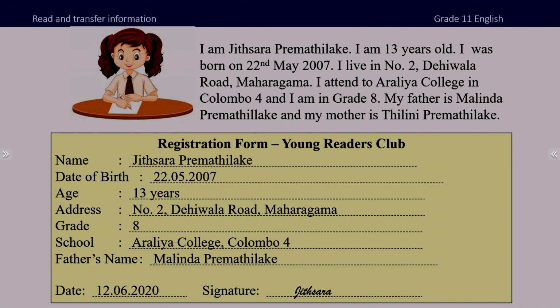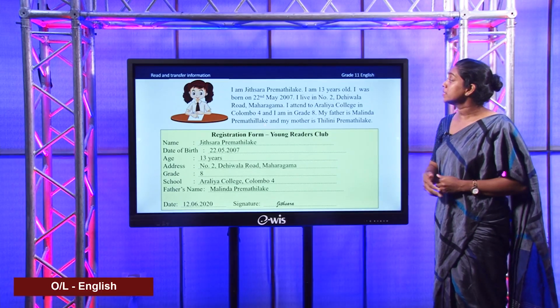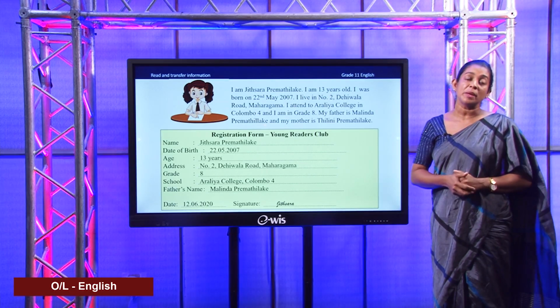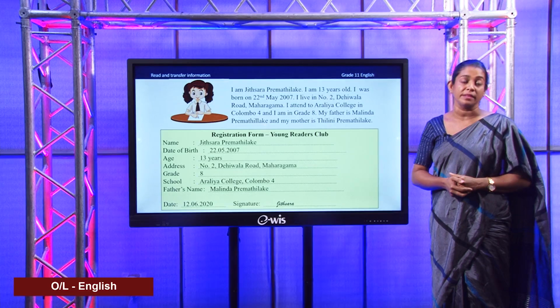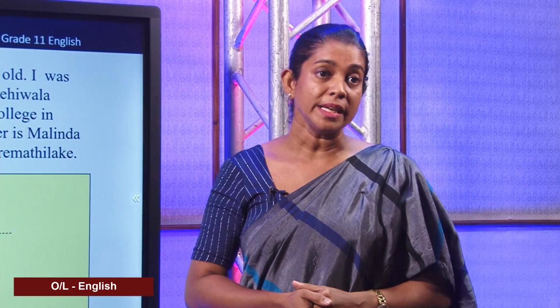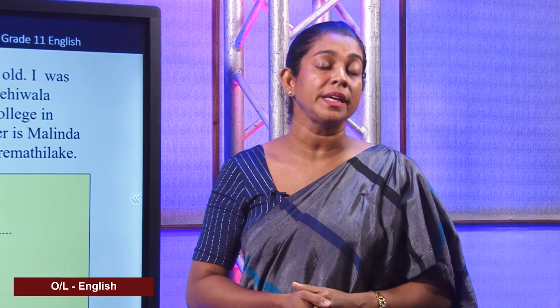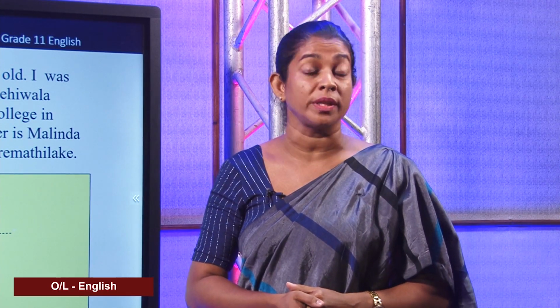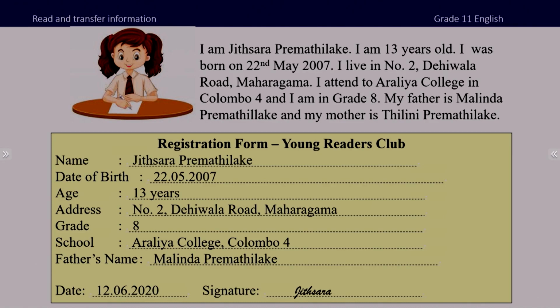You may have seen what is given about Chitsara Prematilaka. Chitsara Prematilaka's friend is Kehan. Kehan is a member of the Young Readers Club. Kehan wants Chitsara to join the club too. Read the description about Chitsara Prematilaka and fill the registration form.